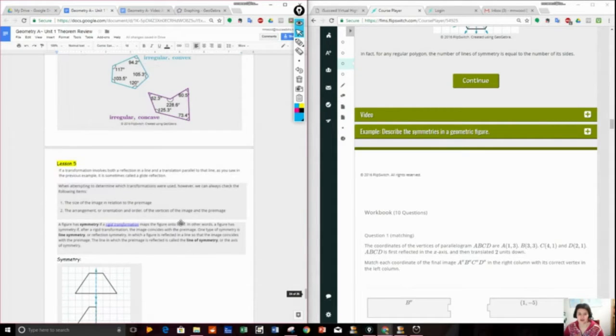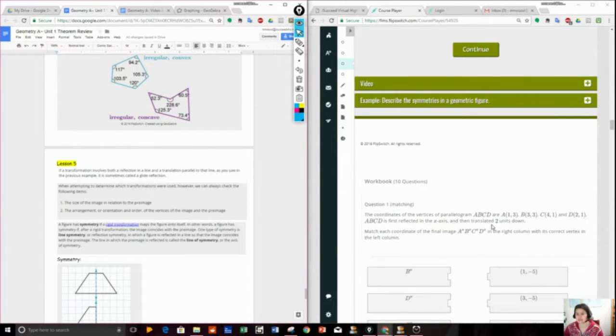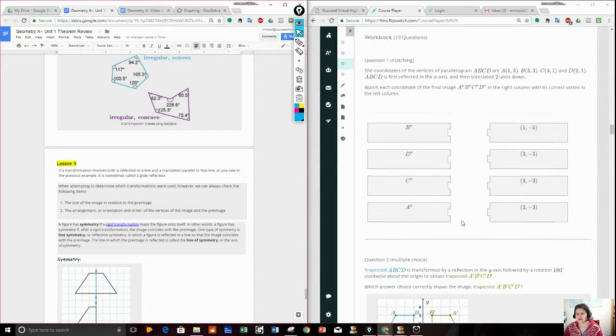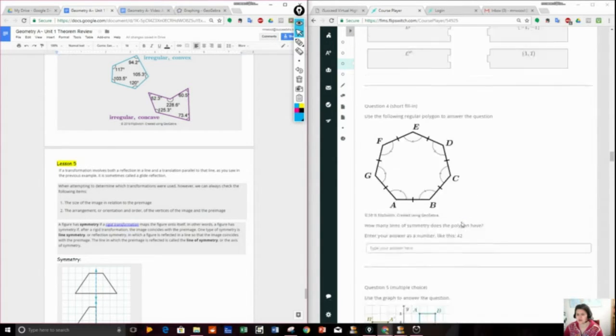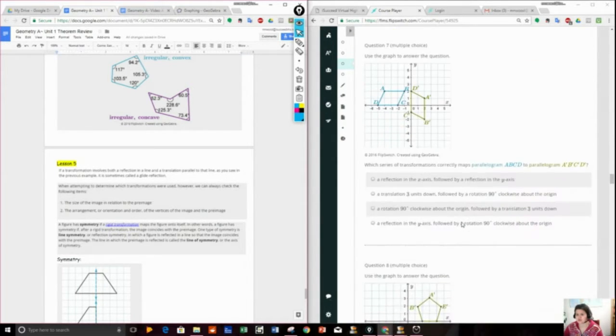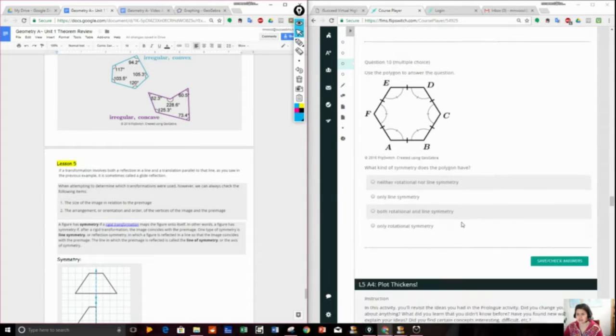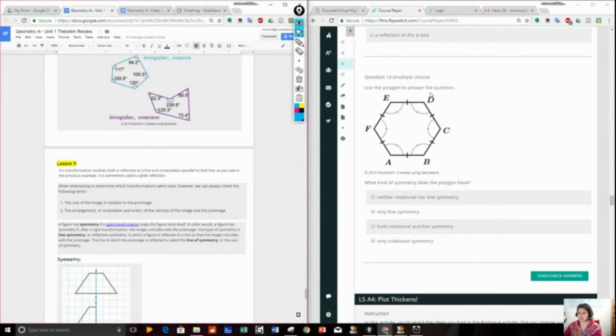Lesson 5 does not have a checkpoint, so I will be doing every other workbook. So, question 10. Use the polygon to answer the question.